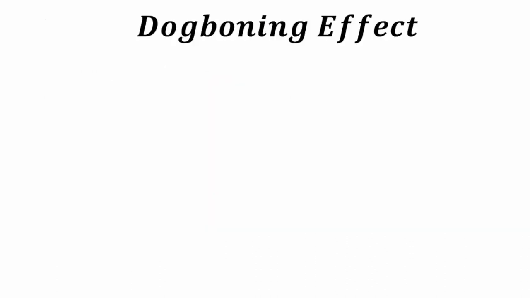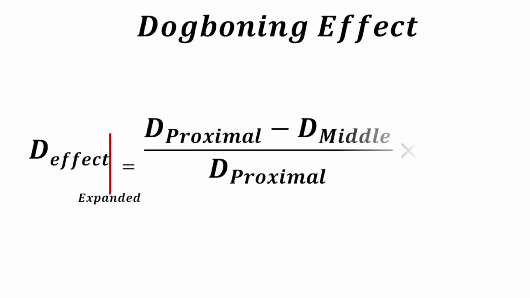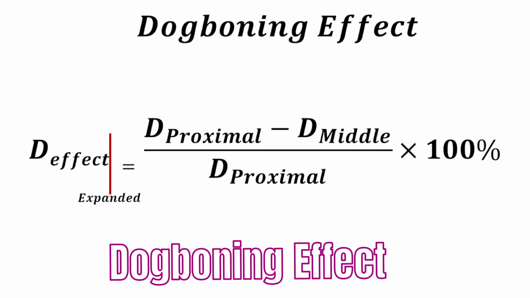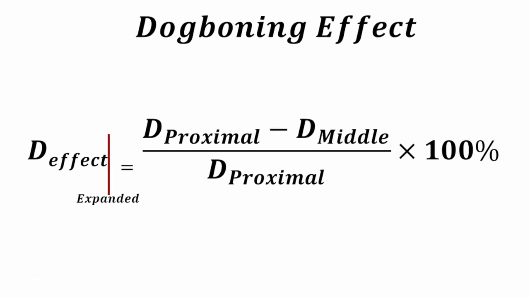And that information is then taken into a quantitative calculation of the dogboning effect using this formula. Again, this formula is the dogboning effect in the expanded state, so we're only playing with variables that are in the expanded state. One of them will be the diameter in the proximal, which is the top, minus diameter in the middle of the specimen, divided by diameter in the proximal, times 100%. So this gives us an objective quantitative measure of this dogboning effect. It will be a number telling us what's going on with the stent in terms of the dogboning effect.